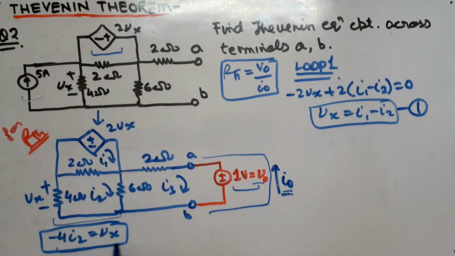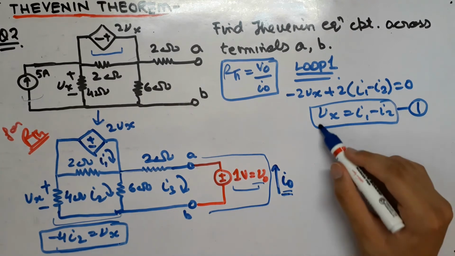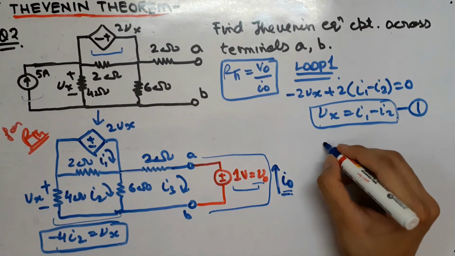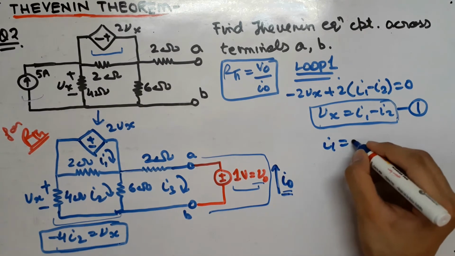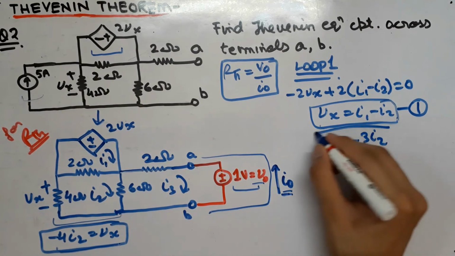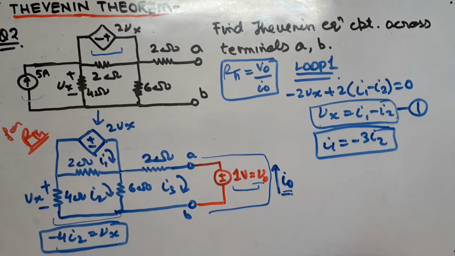Now we will use this value of Vx and put this in equation 1. That is, from there we will get the value of I1. That is, I1 will come out to be minus 3I2. Now we will apply KVL in these two loops, that is in loop 2 and loop 3.